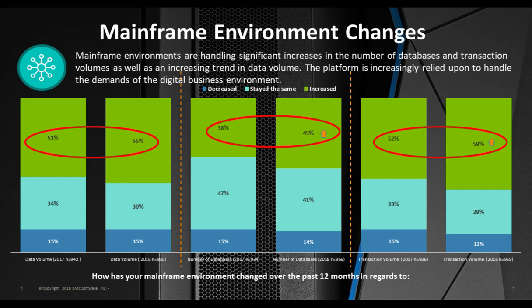And that arrow, that up arrow you see, means we do statistical significance testing on all of the data. That is a statistically significant change year over year. So more people are saying that the number of databases is increasing. And on the right-hand side, we're looking at the transaction volume. And once again, the increase from 52% say it's increasing to 59% say it's increasing was a statistically significant change.